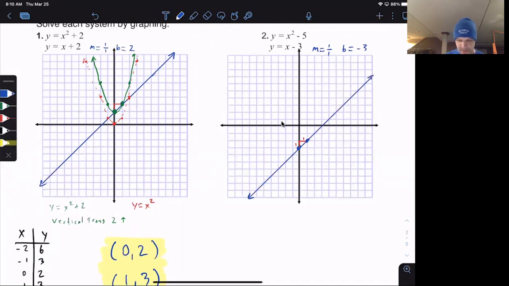Then I'm going to plot my parent function. Remember, y equals x squared is the parent function. So that's 0, 0. If you plug in 0 for x squared, you get 0. If you plug in 1, you get 1. If you plug in 2, you get 4. If you plug in 3, you get 9. And then remember that they have to be symmetrical.